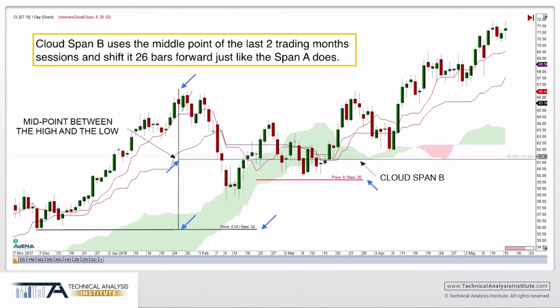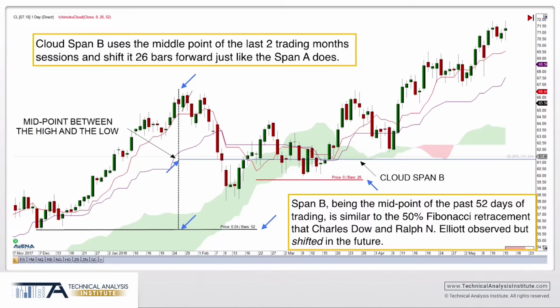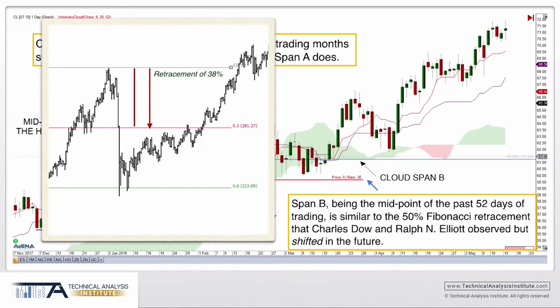The most important thing to keep in mind about the construction of span B is that, being the midpoint of the past 52 days of trading, it is similar to the 50% Fibonacci retracement that Charles Dow and Ralph N. Elliott observed, but shifted into the future. Dow noticed that the market typically retraced between 1/3 to 2/3 of the previously traveled distance. Elliott was a lot more precise and argued for 38 to 62% retracement. The point in between is the 50%, and that is precisely the point that most serious analysts watch for support in an uptrend or resistance in a downtrend.